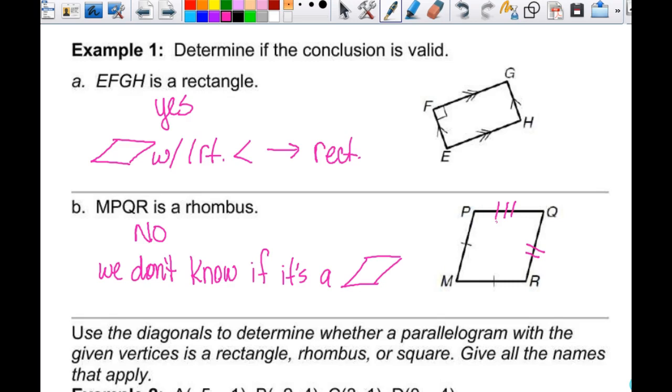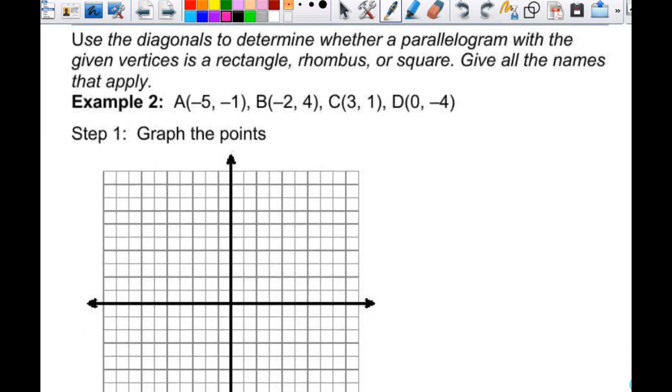So then the next part says, use the diagonals to determine whether a parallelogram with the given vertices is a rectangle, rhombus, or square. So again, this is a determine question. We don't know if it could be, we don't know yet. And then it says give all the names that apply. So that's an important thing too. The questions sometimes say that, they sometimes say the best name. If I draw a square and I ask you what the best name for it is, can you put rectangle? Well, you can put it. Are you going to be right? No. Sit up.